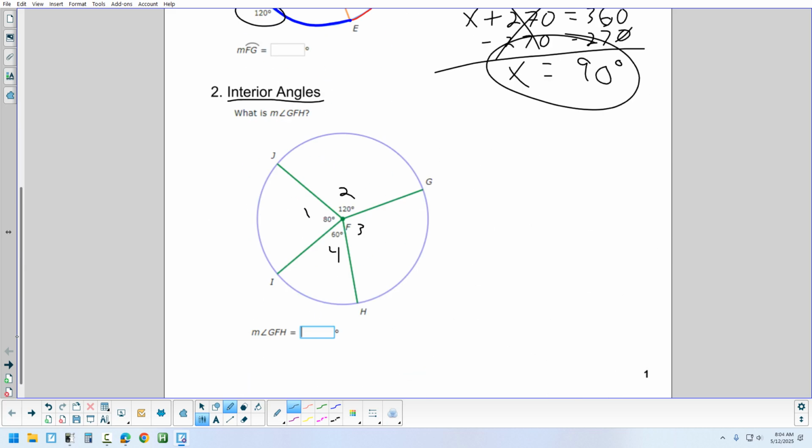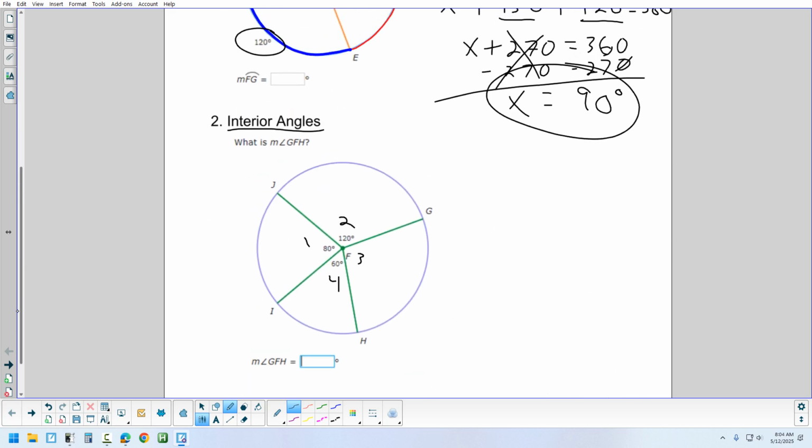All right, let's look at the next one. So it says interior angles, and they want the measure of angle GFH. So if you're not sure where that is, then just trace from G to F to H. It's that angle right inside there. Okay. All right, they give us the other 3. There's 1, 2, 3. What did I say earlier that all the angles on the inside have to add up to?